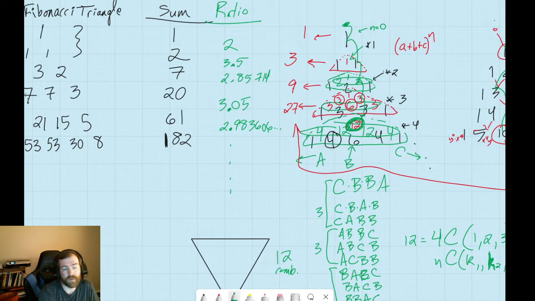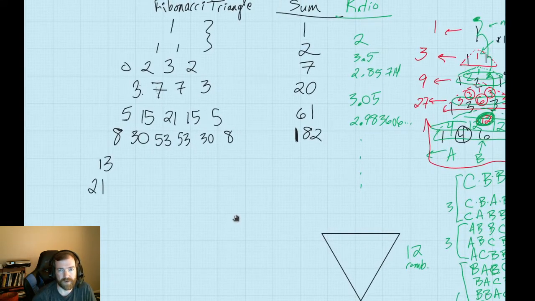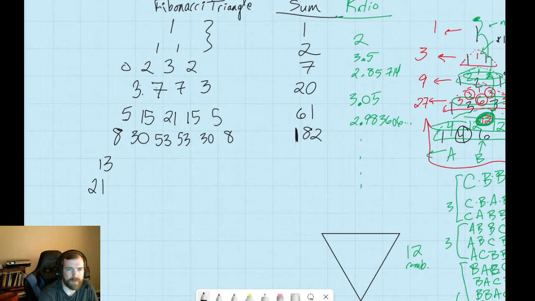So I said, okay, well, this is kind of interesting, and it's a new area of research, at least to me. I certainly haven't heard of anybody trying this before. And so I looked online in the Online Encyclopedia of Integer Sequences, and yes, this triangle, no surprise, is in there. 1, 1, 1, 2, 3, 2, 3, 7, 7, 3, 5, 15, 21, 15, 5. Yes, okay. Naturally, the triangle is in there.